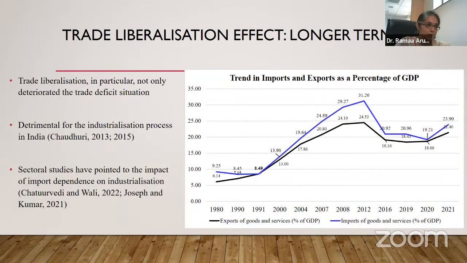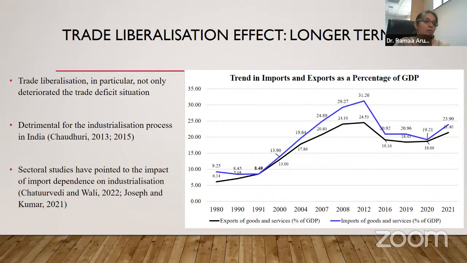If we look at the long-term effect in terms of the impact on trade, liberalization not only led to the trade deficit issue remaining intact, I would say, and escalating over a period of time, as you can see in the graph. So these are trends in imports and exports as a percentage of GDP for India.